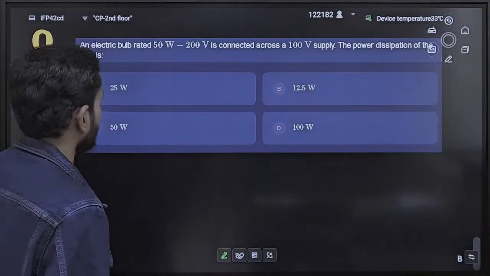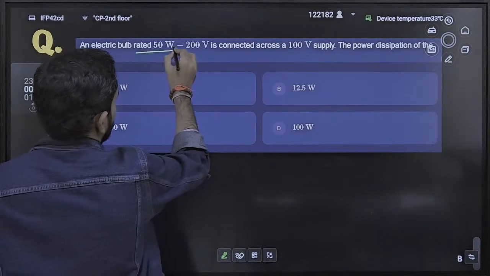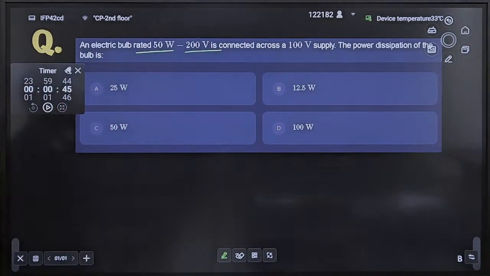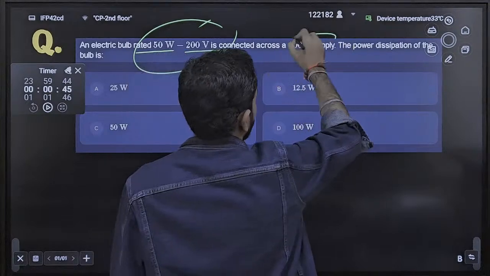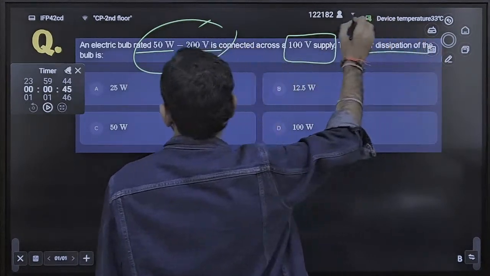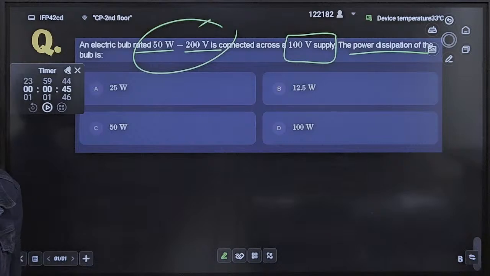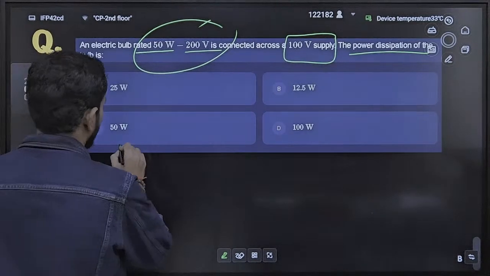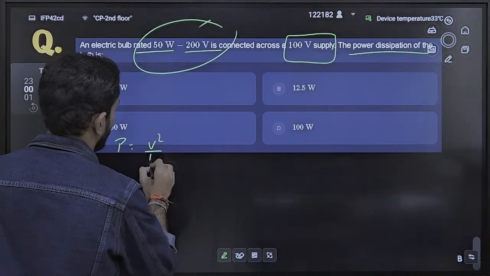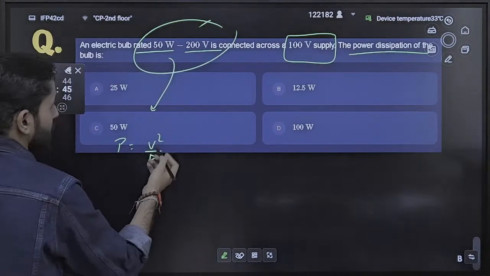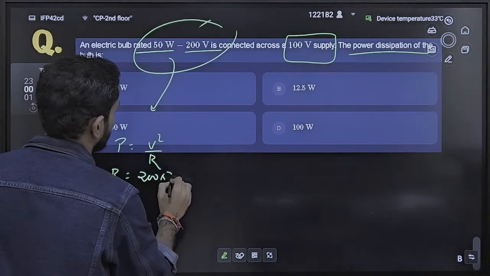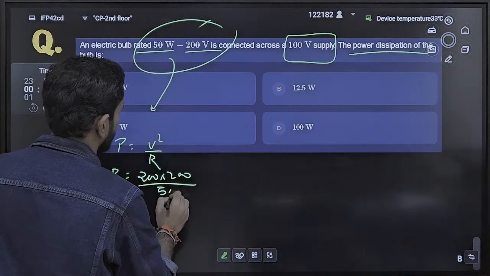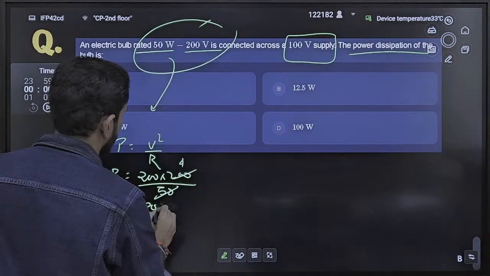First, we take the given values. Electric bulb is there, power is 50 watt, and the battery rating is 200 volt. This is a power rating and a voltage rating where it can operate, but it is connected across a 100 volt supply. What is the power dissipation of the bulb when connected across the 100 volt battery? Power we can write in terms of voltage as V square by R. Firstly, from this standard one, calculate the resistance of the bulb, which will always be the same. Resistance is 200 into 200 divided by the power rating 50. This will be 4, so the answer will be 800 ohm.